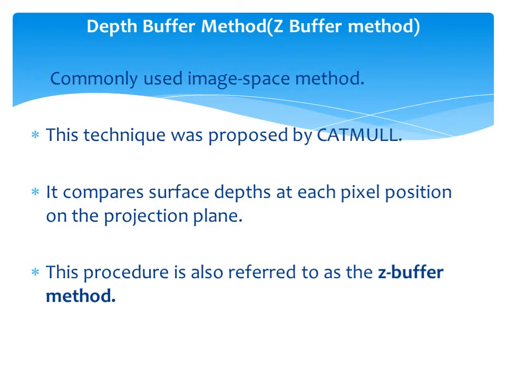Next type is the depth buffer method. It is the most commonly used method and also an image space method. This technique was proposed by Catmull. At each pixel position, we compare surface depths on the projection plane. Here depth refers to the z-axis, so this method is also known as the z-buffer method.